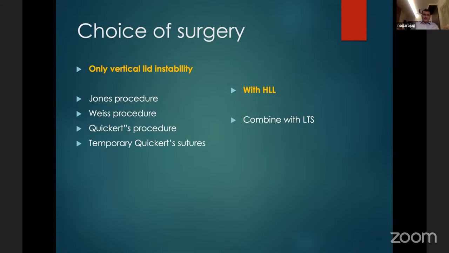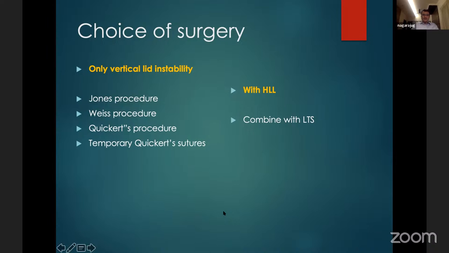you have identified the different structures, whether it is a horizontal lid laxity or a vertical lid laxity, then you can think of what procedures to do for entropion. Basically, if there is only vertical lid instability, in a very invalid patient, a bedridden patient who is not fit to undergo surgery, you can go in for temporary Picard sutures.